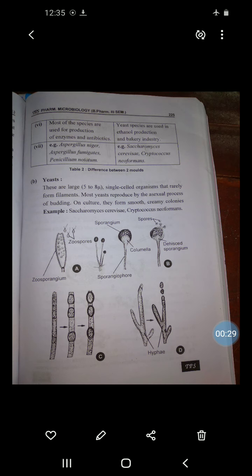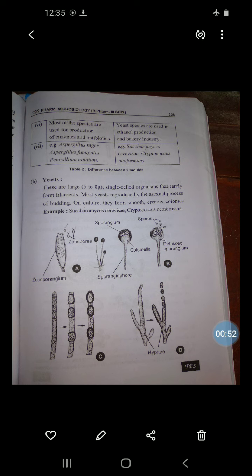These are large, having a size of 5 to 8 micron. Yeasts are single cell organisms that rarely form a filament.